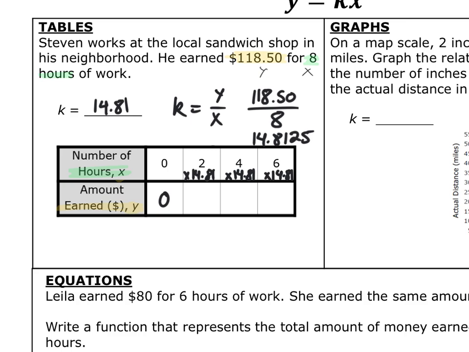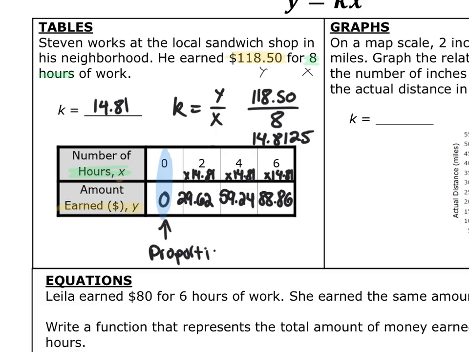There's actually some pretty neat ways to do this in Desmos. Right now, I'm just going to multiply all of these numbers. 2 times $14.81, 4 times $14.81, and 6 times $14.81. And now my table is complete. Let's talk about a key feature of tables of proportional relationships. You will always find the point 0, 0 on your table. That is what tells us that it is proportional.